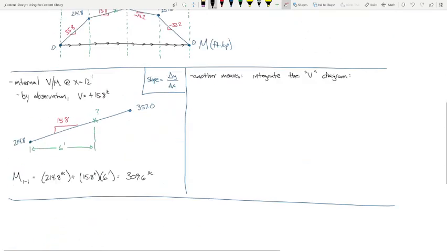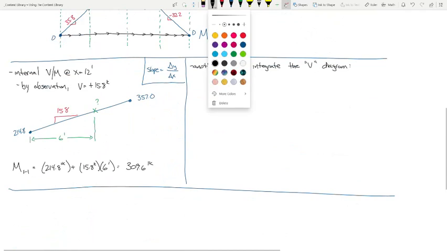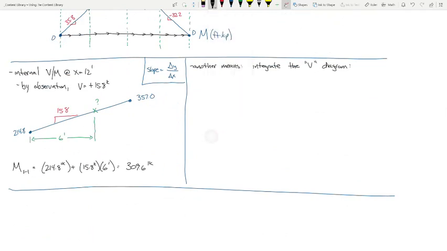So if I do that, I've got, here's the shear diagram, actually. Here's the shear diagram. And I start off at 0. I jump up to 35.8 over. Then I drop down.